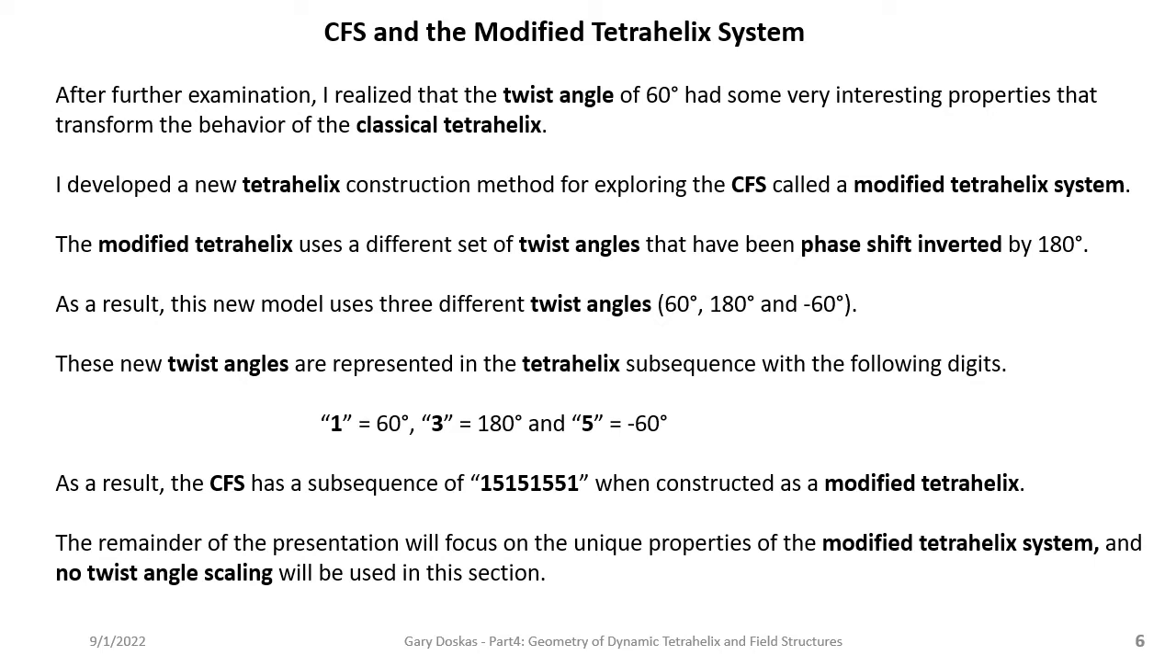As a result, this new model uses 3 different twist angles, 60 degrees, 180 degrees and -60 degrees. These new twist angles are represented in the tetrahelix subsequence with the following digits. 1 equals 60 degrees, 3 equals 180 degrees, and 5 equals -60 degrees. As a result, the CFS has a subsequence of 1515151 when constructed as a modified tetrahelix. The remainder of the presentation will focus on the unique properties of the modified tetrahelix system, and no twist angle scaling will be used in this section.